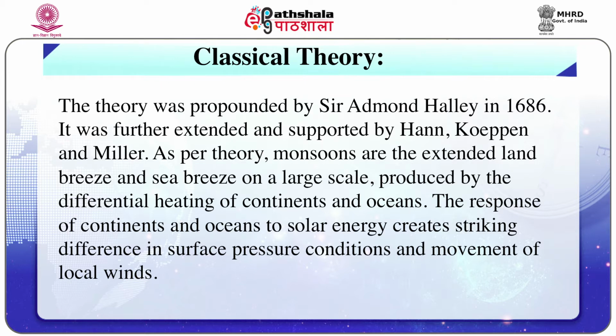Classical theory. The theory was propounded by Sir Edmund Halley in 1686. It was further expanded and supported by Hahn, Köppen, Miller. As per theory, monsoons are the extended land breezes and sea breezes on large scale produced by differential heating of continents and oceans. The response of continents and oceans to solar heating energy creates a striking difference in surface pressure condition and movement of local winds.